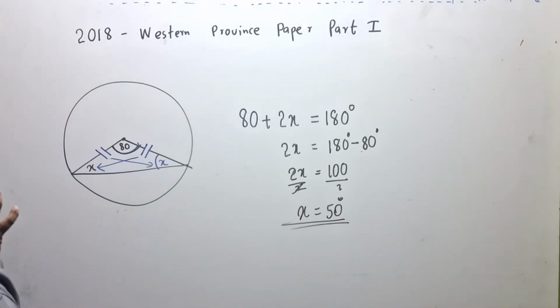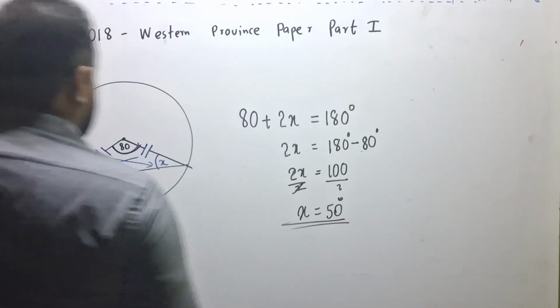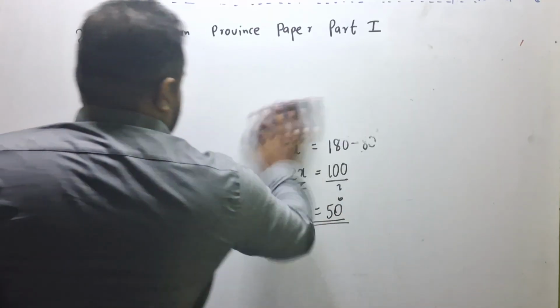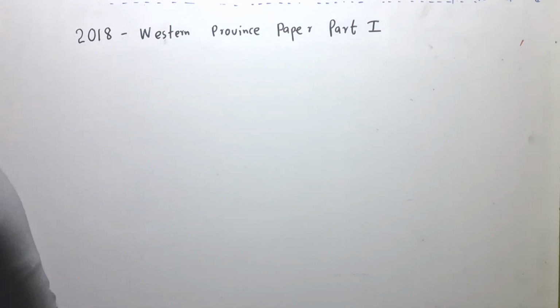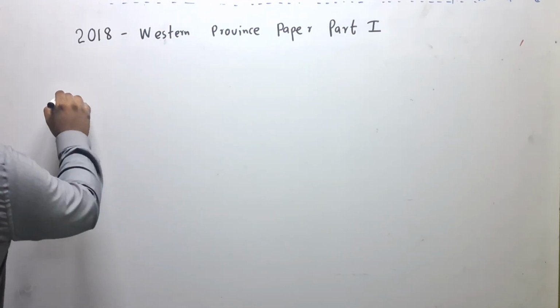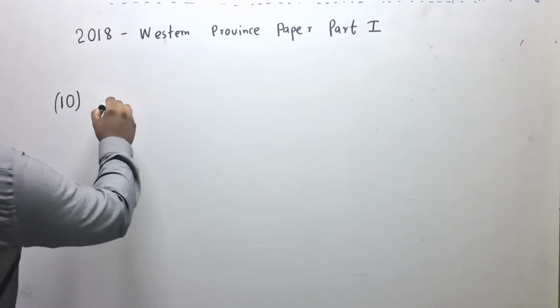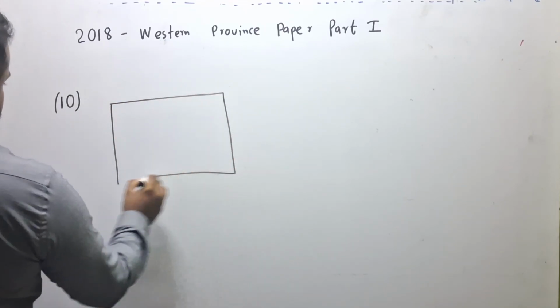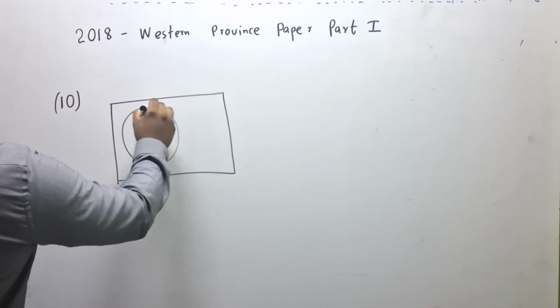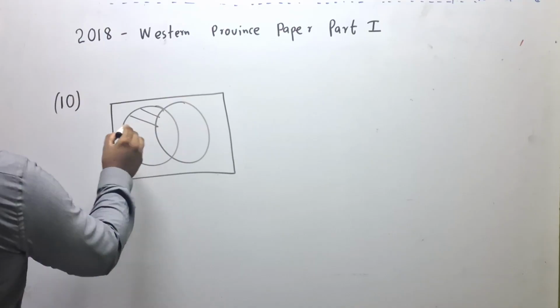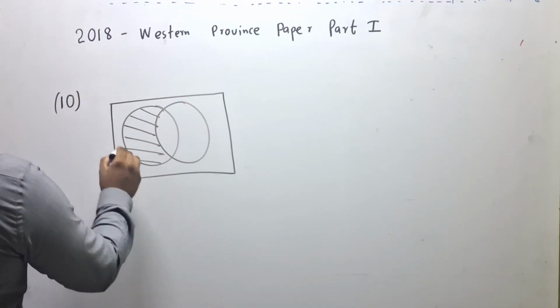Next question. Question number 10. Write the shaded region in set notation. Shaded region is only A.